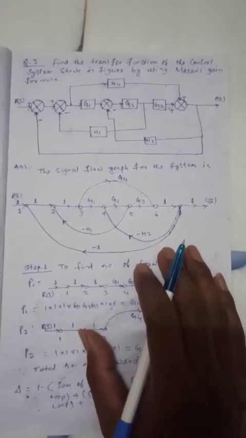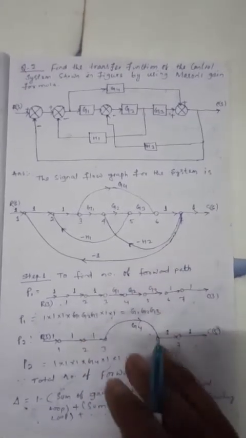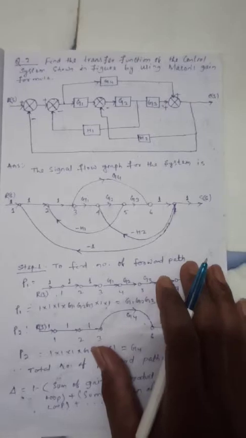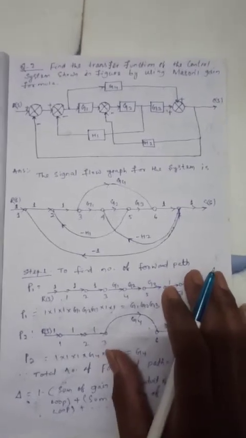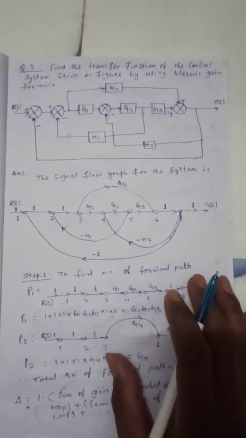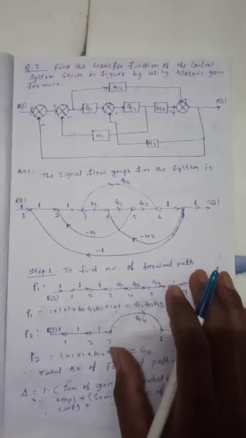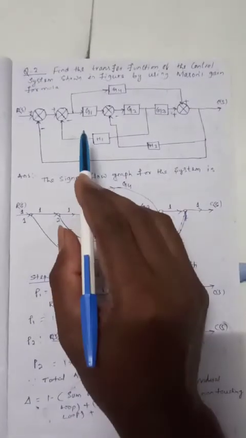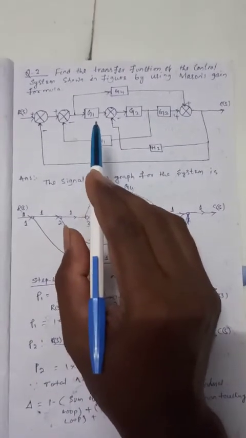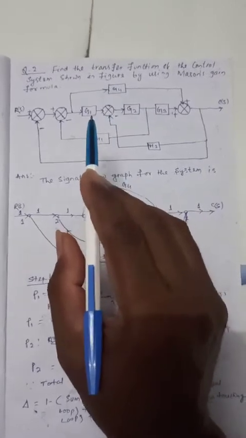Today we are going to learn about another numerical on Mason gain formula. The question is: find the transfer function of a control system shown in the figure by using Mason gain formula. So here are the details.